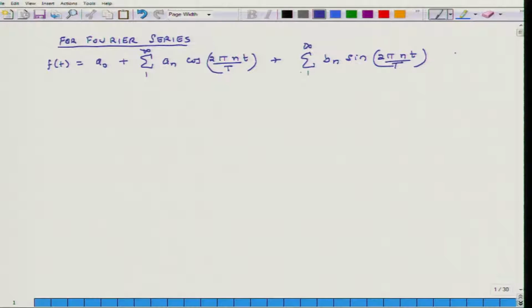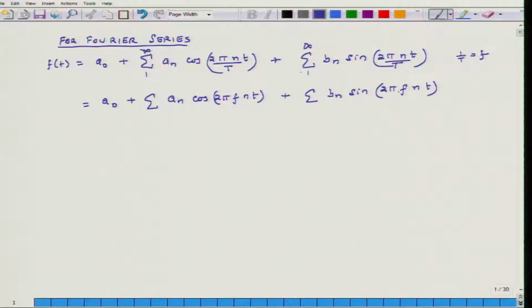Now, we realize that 1 over T equals f. So, another way of writing the same expression is a 0 plus the summation of a n cosine 2 pi f n t plus b n sine 2 pi f n t, with n equals 1 to infinity. And these coefficients we had defined.